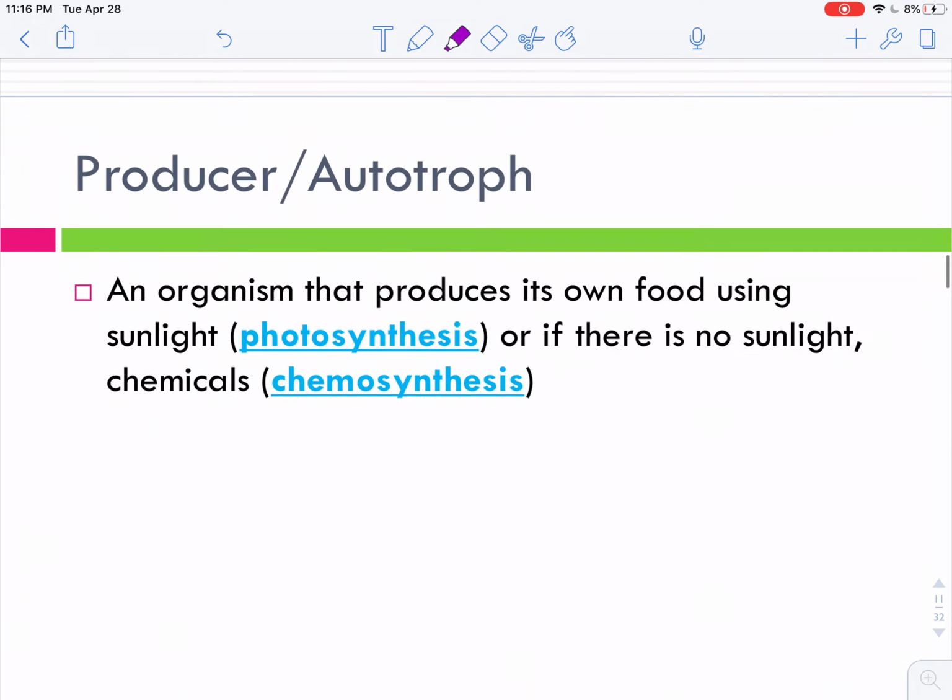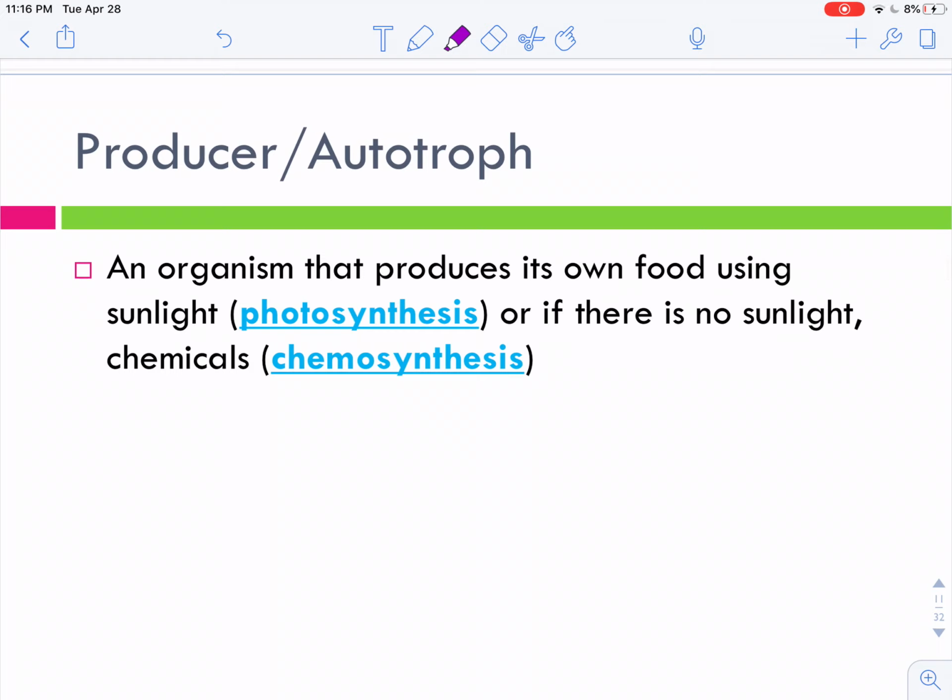So other key terms, producer and autotroph. These words basically mean the same thing. It refers to an organism that makes its own food, okay? A producer or an autotroph, that is an organism that makes its own food. If that living thing makes food by using sunlight, that process is called photosynthesis. If the living thing makes food by using chemicals, then the process is called chemosynthesis.